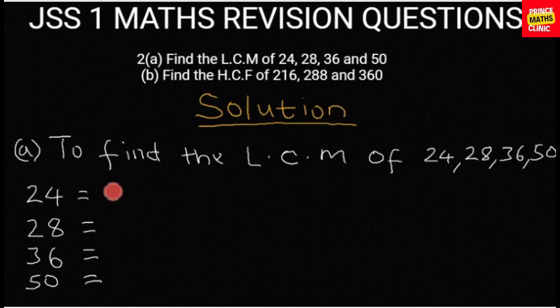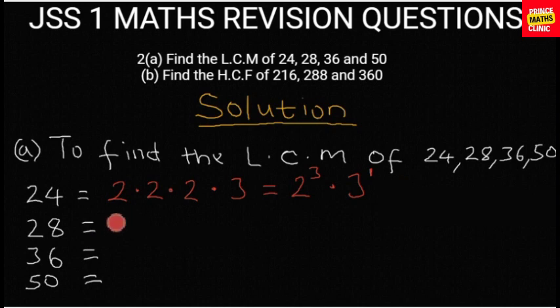24 can be found by saying 2 times 2 is 4. 4 times 2 is 8. 8 times 3 is 24. So how many 2s do I have here? 3, right? So this is 2 to the power of 3. The 3 tells us how many times we multiply 2. Good. Then here I have 3 to the power of 1 because 3 appears just once.